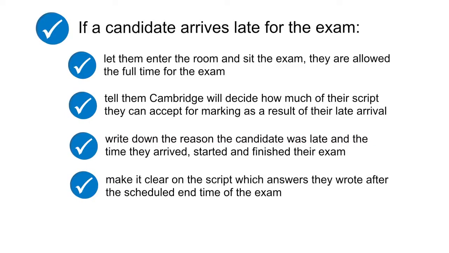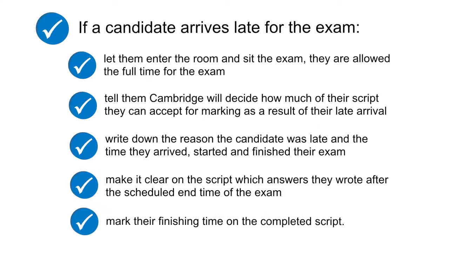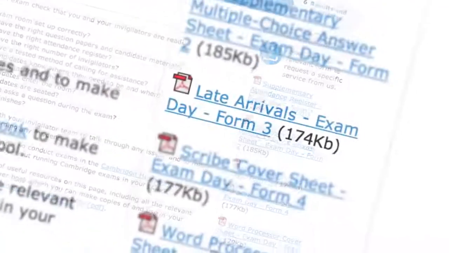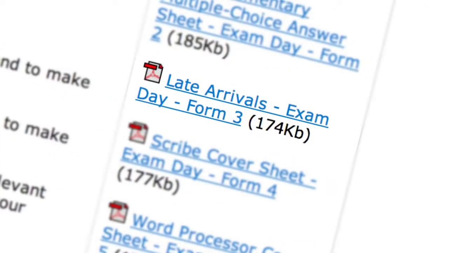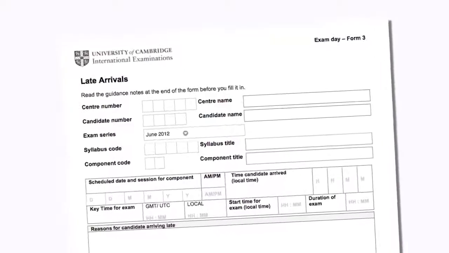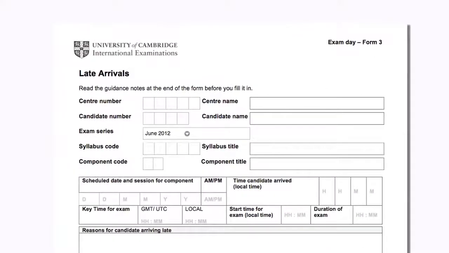Make it clear on the script which answers they wrote after the scheduled end time of the exam. Mark their finishing time on the completed script. If the candidate arrived after the key time, make sure that Late Arrivals Exam Day Form 3 is completed and sent to us after the exam.